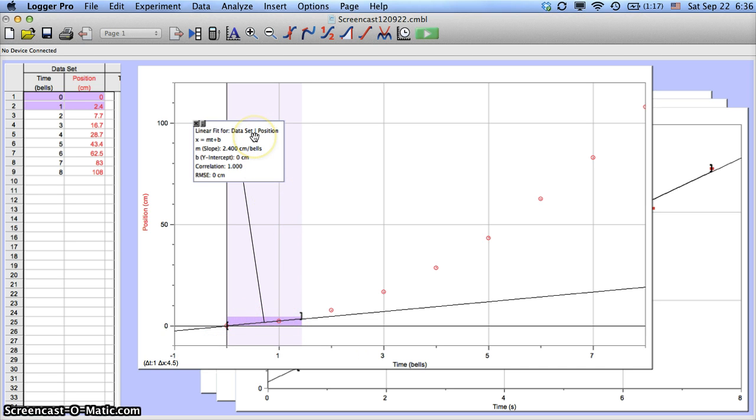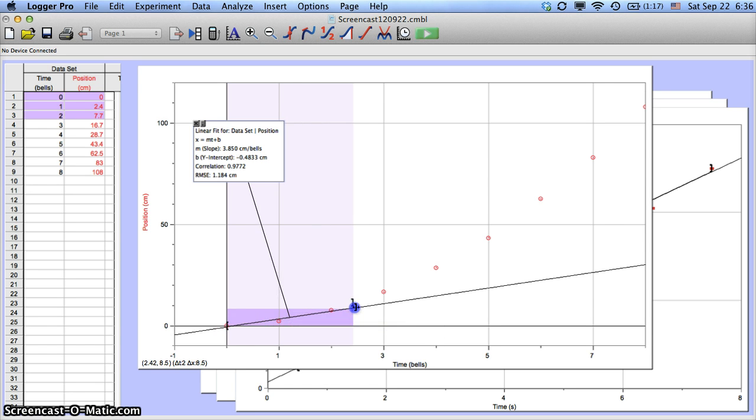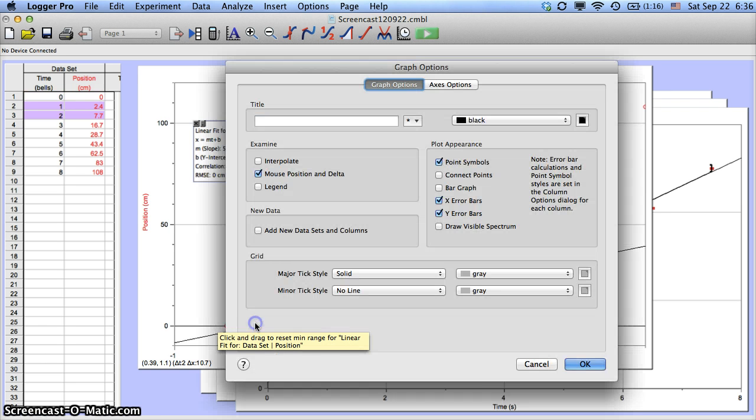Now you can see the fit automatically adjusts, so the velocity between the first 2 points in my case is 2.4 centimeters per bell right there. Okay, so that's my first data point, and then I'm going to grab the handle and stretch it between the data point at 2 and 3 bells, and then I have to go over and I have to grab this data point here and move it in between.